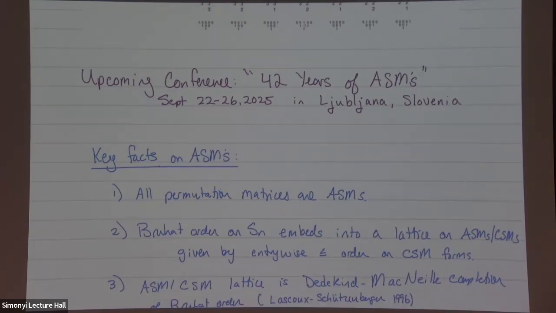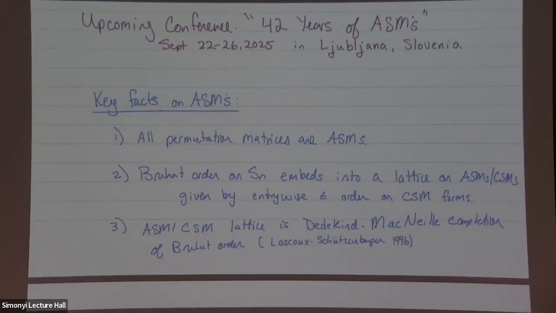But what are the key facts for us in terms of alternating sign matrices? So one of them is that all permutation matrices are alternating sign matrices, right? That's clear.